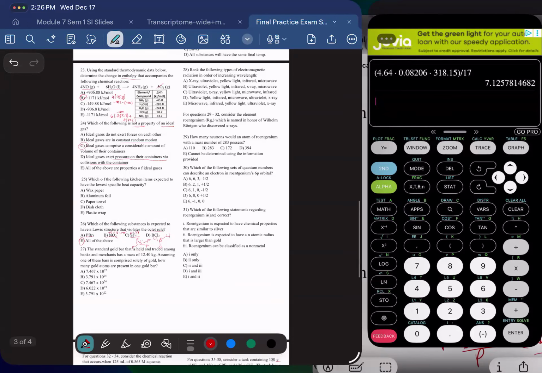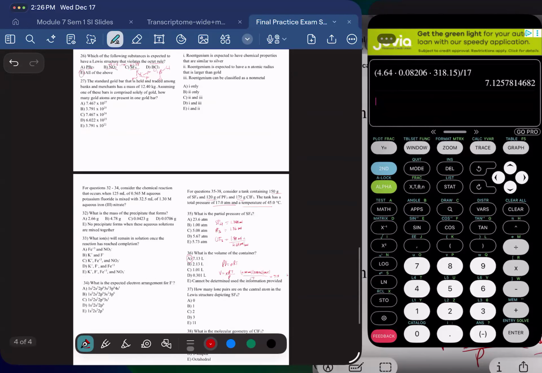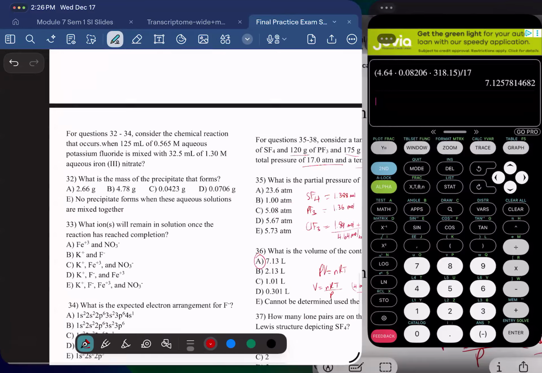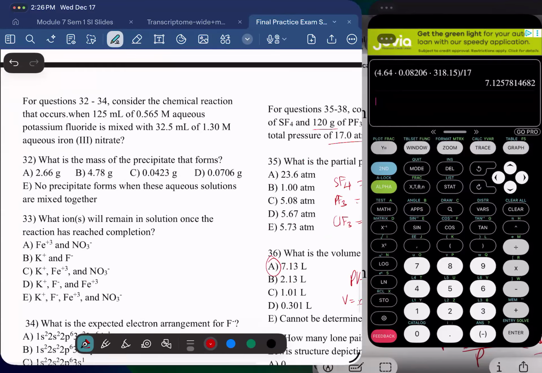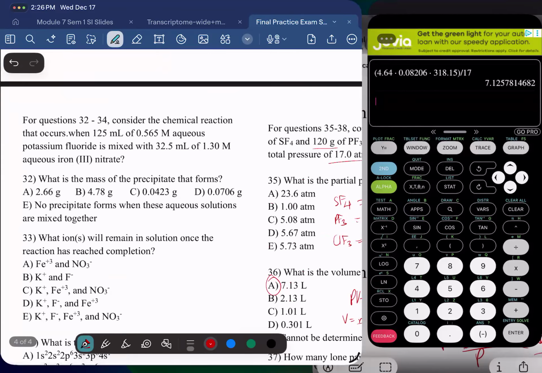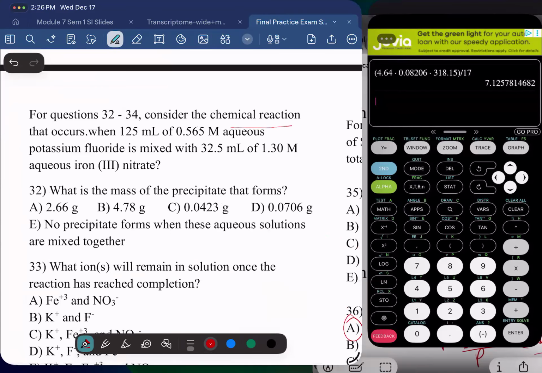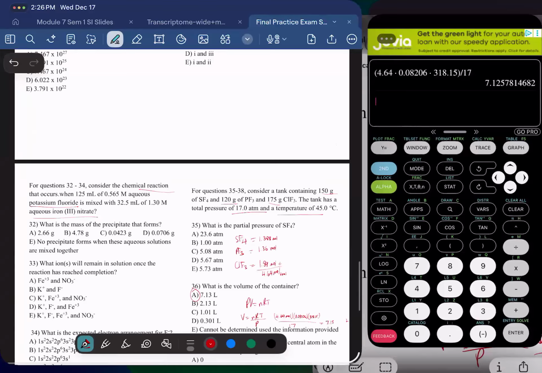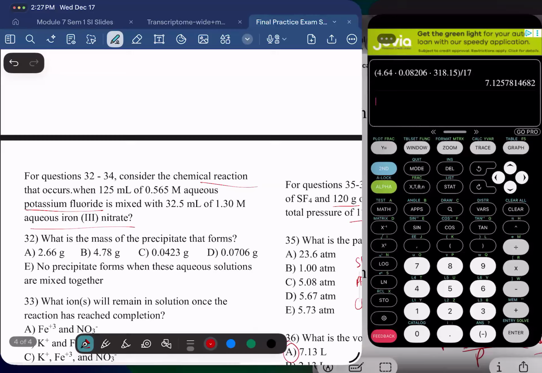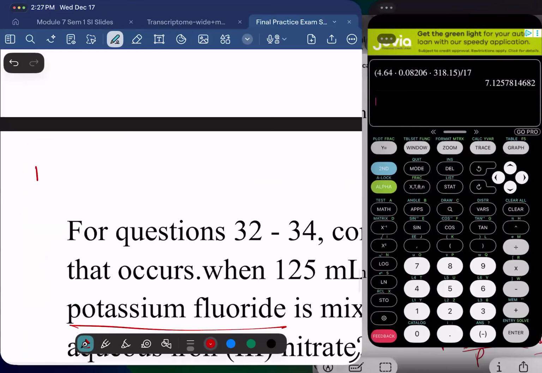Can we go over 32 and 33? All right. Well, it works out. So we have a reaction forming, right? The chemical reaction says we're reacting potassium fluoride and iron 3 nitrate. So 32 and 33 kind of go hand in hand. So that's actually a good thing that you guys asked that.